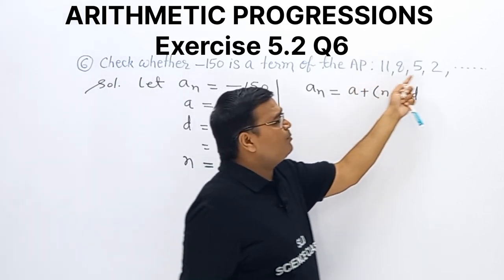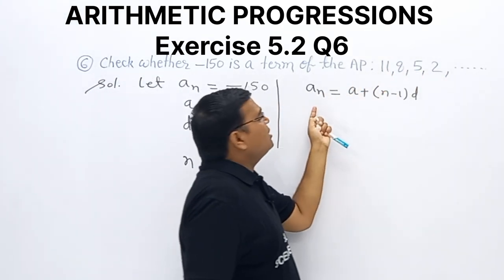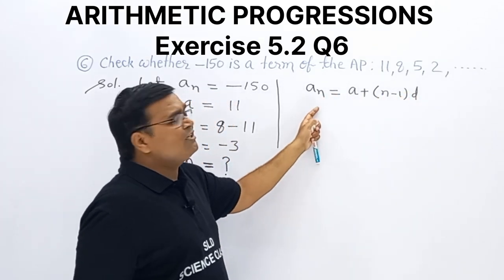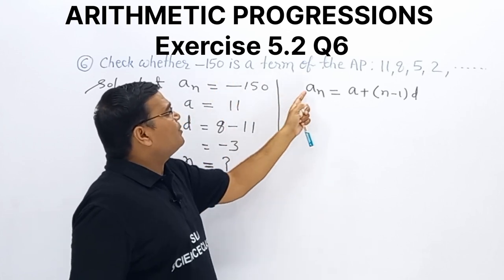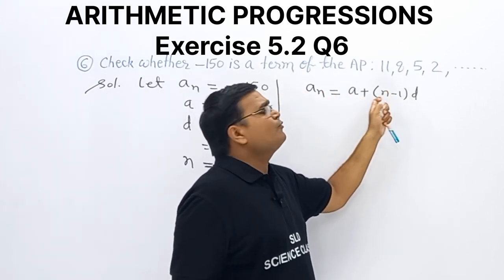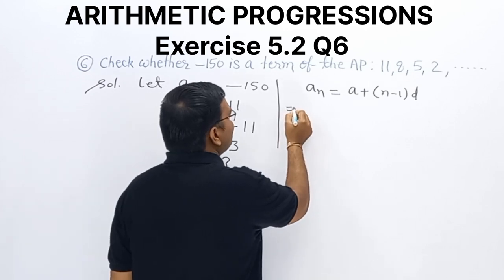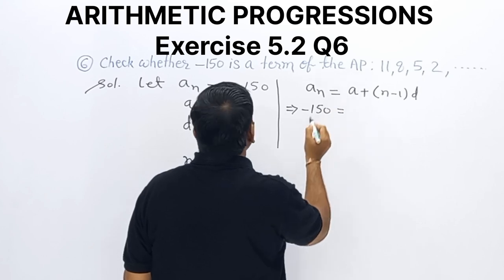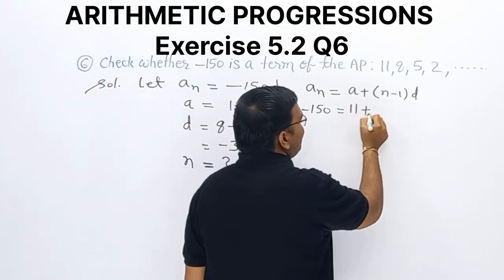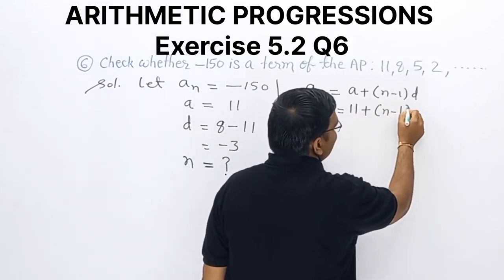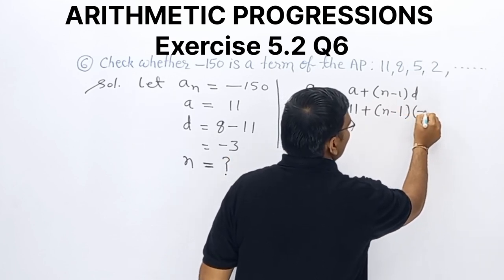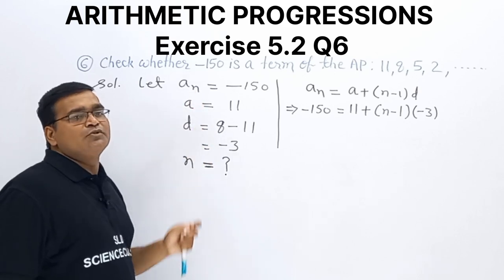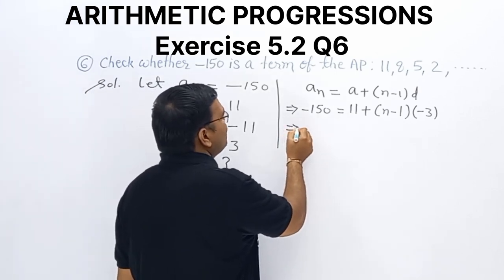For the given AP, the nth term will be an equals a plus n minus 1 into d. Now in this formula we will put the values of a and d and solve for n. Clear? So an is minus 150, a is the first term of the AP, 11, plus n minus 1, we want to calculate n so we put it as it is, and d is the common difference, minus 3. Clear? In the formula we are putting the given values.